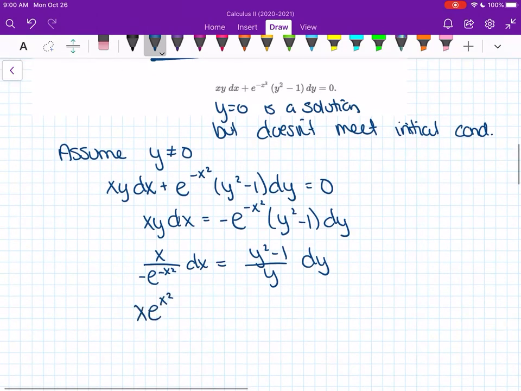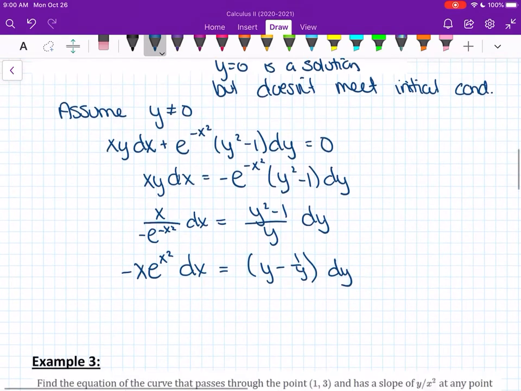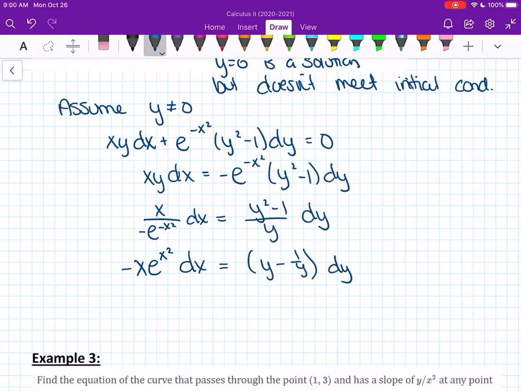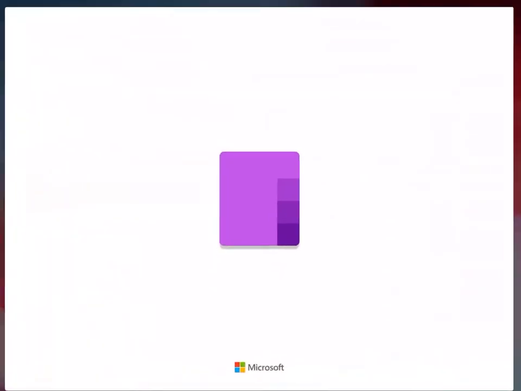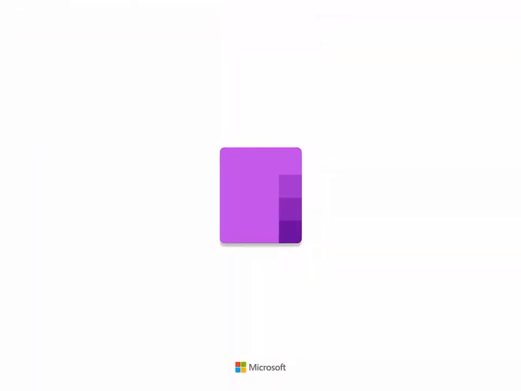Then I'm going to go ahead and write that as x e to the x squared. Don't forget my negative. And then on this side, I'm going to write that as y minus 1 over y if I divide both of those terms by y. And that should help me integrate a little bit easier. So now I'm going to integrate both sides.